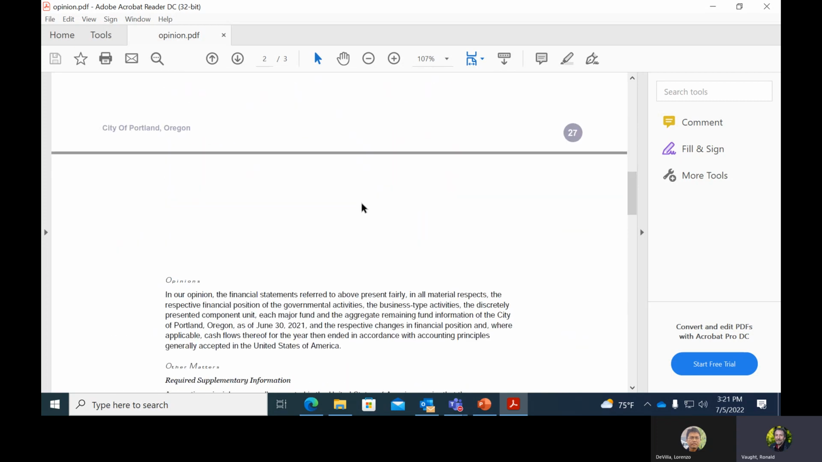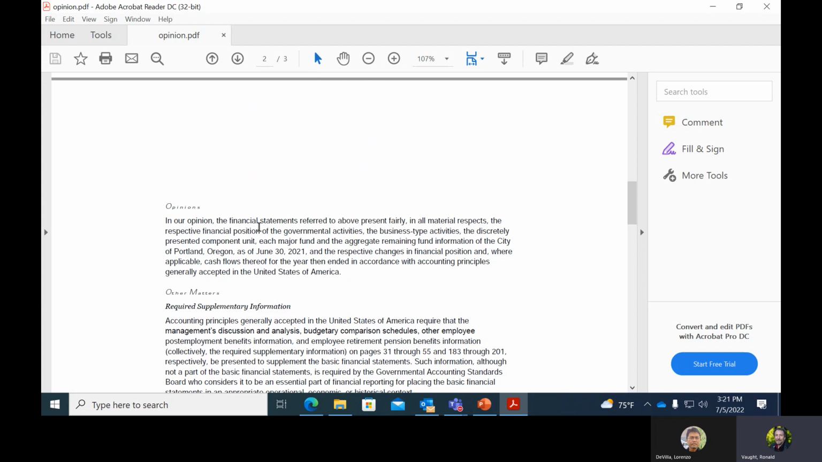Where's the opinion? Is it there? Here's the opinion. And we kind of touched on this a long time ago. It always struck me as being a piecemeal opinion, but they've finagled their way around it. They being AICPA. So we're saying that it's fairly presented in all material respects, the financial position of the governmental activities, the business-type activities, the discretely presented component unit, each major fund, and there are 5 major funds, so now we're up to almost 10 opinions. And the aggregate remaining fund information, I think, puts it at 10 actual opinions that they're giving here.